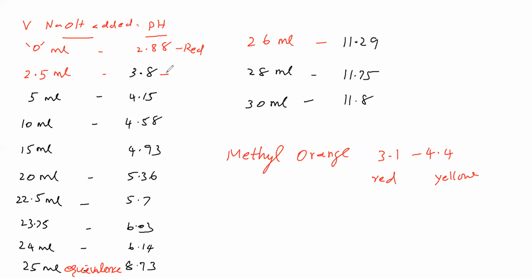Here also, red plus yellow. Here, near to yellow. Here, yellow color. So this methyl orange shows a change in color where you see. Initially it gave red color, and it changes color at this point. Where is the equivalence point? The equivalence point is here, at 25 ml, but methyl orange shows the change in color at 10 ml.